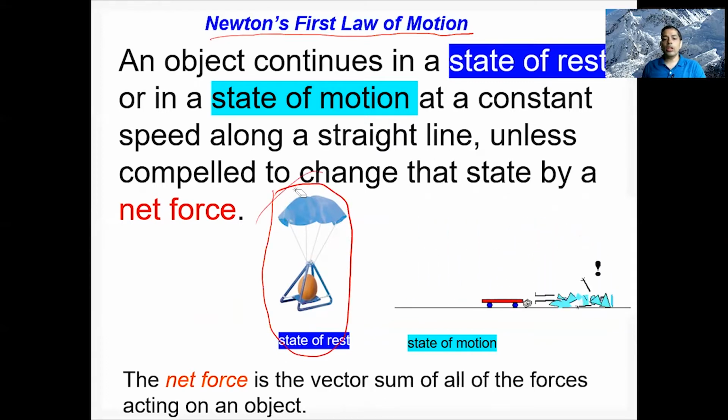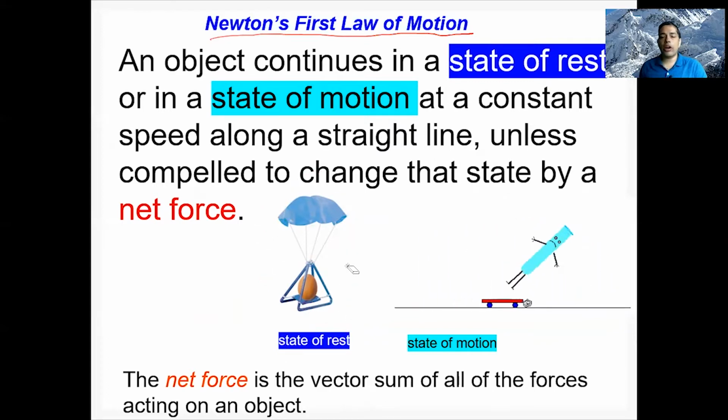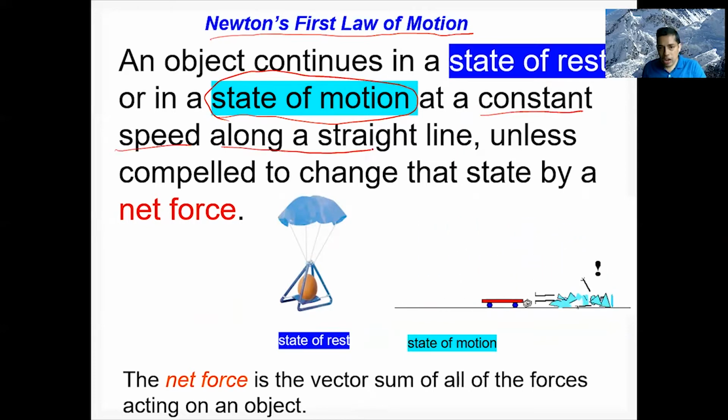In the same way, an object which is in the state of motion keeps moving with constant speed along a straight line. It does not change direction, it just keeps moving in the same direction, unless compelled to change that state by a net force.